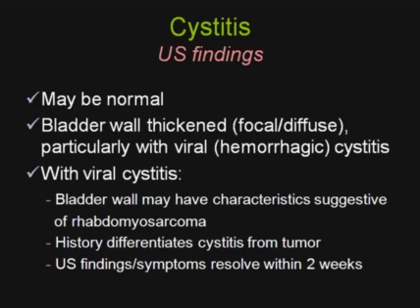With ultrasound, the bladder may be entirely normal when the child has cystitis. There are some patients who will present with bladder wall thickening, could be focal, it could be diffuse, and particularly with a viral cystitis or a hemorrhagic cystitis, the bladder wall can be thickened. With viral cystitis, the bladder wall may actually have characteristics that are suggestive of rhabdomyosarcoma, and history will differentiate cystitis from a tumor. The ultrasound findings will typically resolve within 2 weeks after the patient presents.